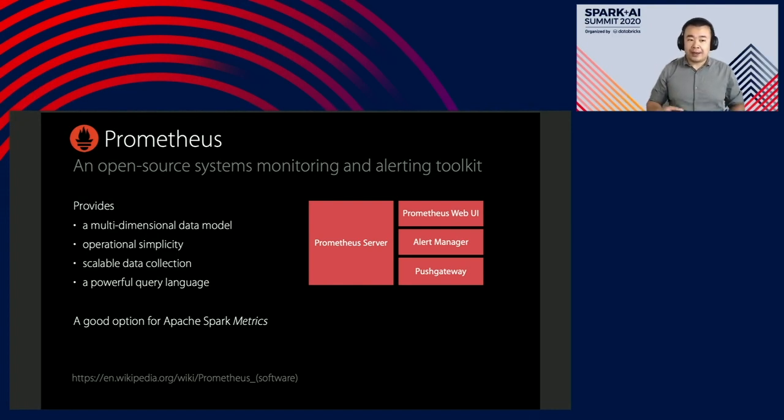Prometheus also has an alert manager that can take users' query expressions written in PromQL and then send out the alert accordingly. The Prometheus Web UI is a really useful web interface that can be used to visualize the metrics.